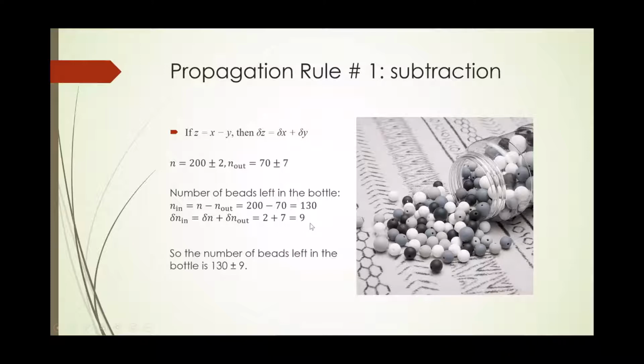It makes sense because after you did some action, the uncertainty would increase because you put more uncertainty factors inside this number. So the number of bees left in the bottle is 130 plus minus 9. So that's our rule number 1.